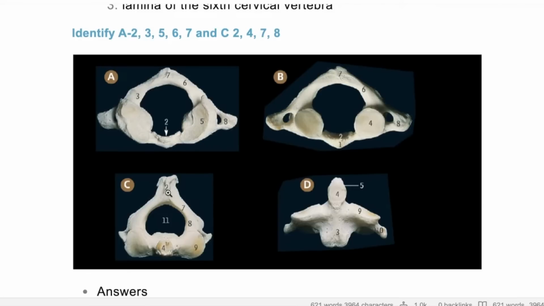Okay. So on C, can you identify number 2? That's the spinous process. Yeah. And can you identify number 4? That's dens. Well done. And number 7, right there. Posterior arch. Number 8. That should be lateral mass.